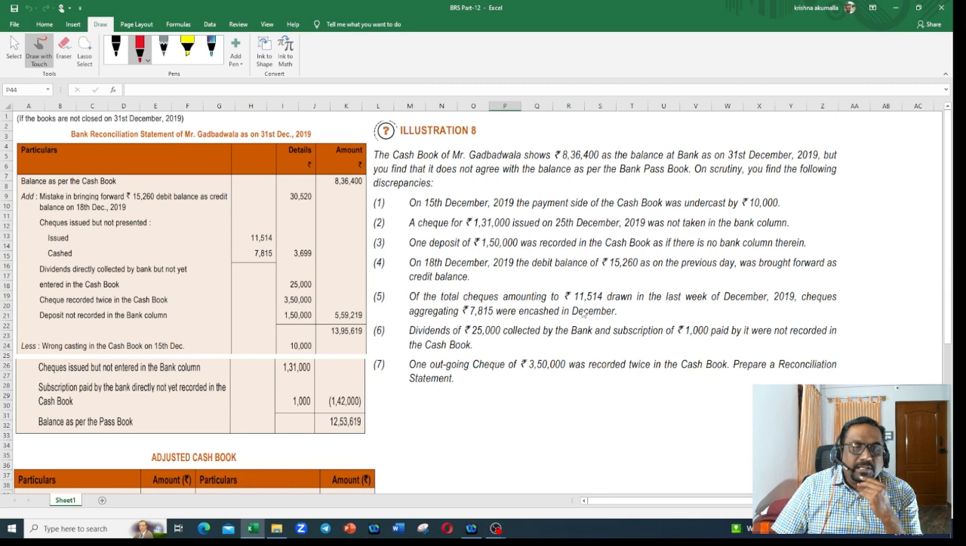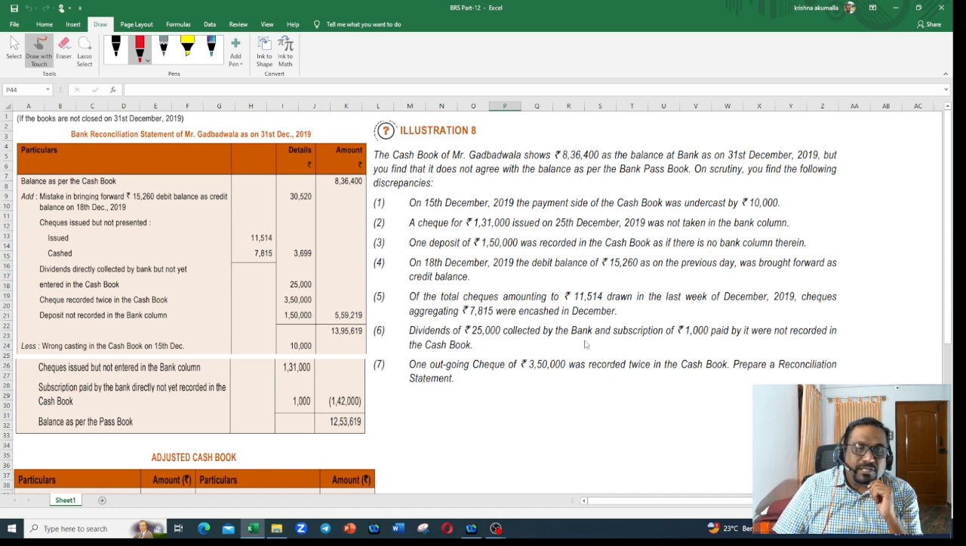Of the total checks amounting to 11,514 drawn in the last week of December 2019, checks aggregating 7,815 were encashed in December. That means before the reconciliation date, 7,815 were encashed, and the balance, 11,514 minus 7,815, were not encashed. That is how you need to read the point. Are you getting my point? That is the reason why I'm saying this problem is very important.